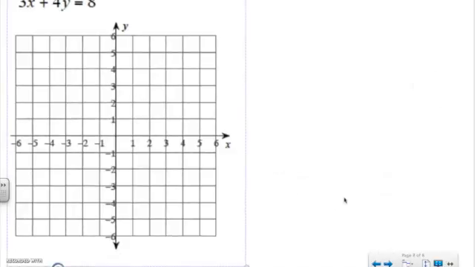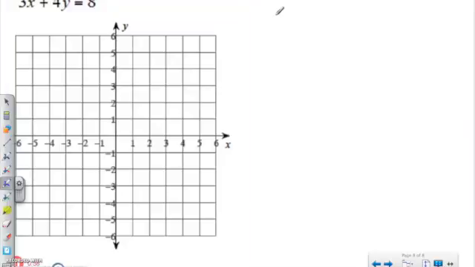So I'm going to get myself a little bit more room to work with. So we have the equation 3x plus 4y is equal to 8. Now, to be in slope-intercept form, we always have to have the y by itself. So in our literal equation, that's what we are solving for.